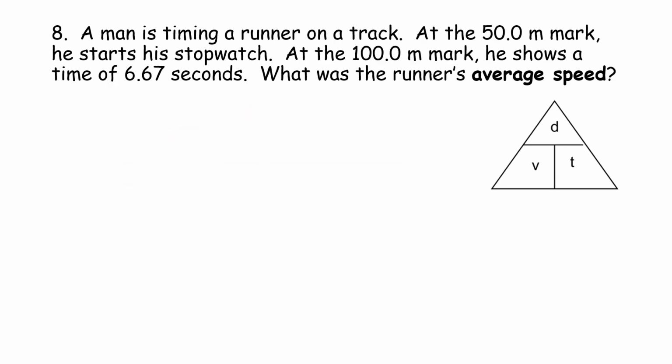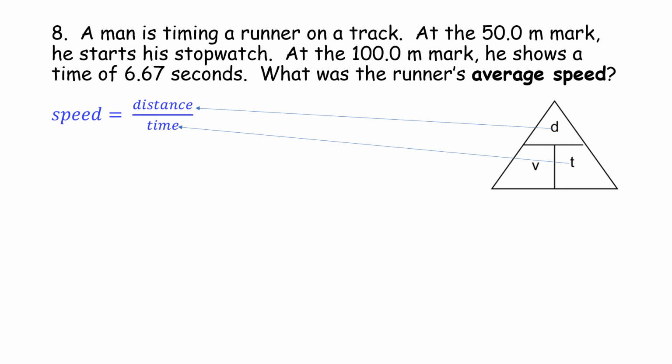A man is timing a runner on a track. At the 50.0 meter mark, he starts his stopwatch. At the 100 meter mark, he shows a time of 6.67 seconds. What was the runner's average speed? Now, this seems like a straightforward problem, a speed problem. It is speed equals distance over time.